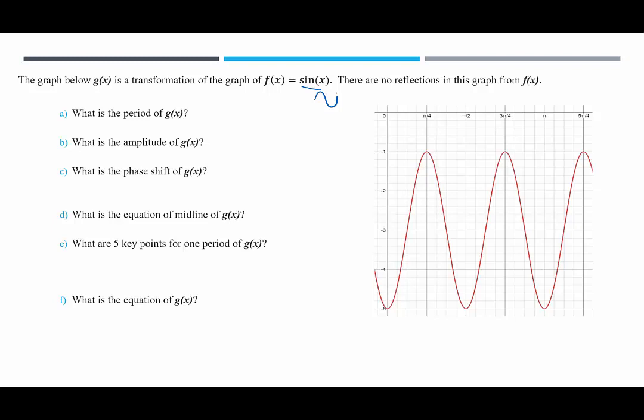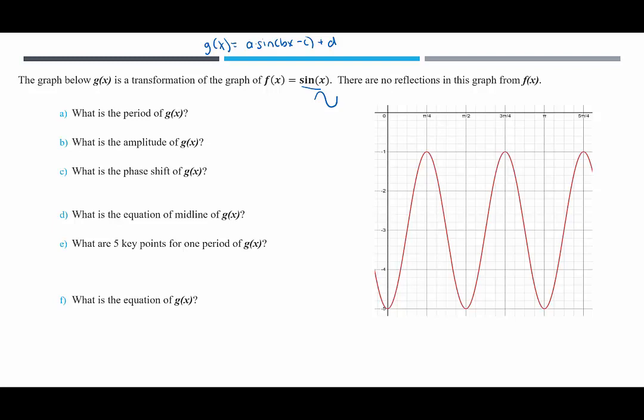What we want to do here is figure out the equation of g of x based on figuring out all the pieces of information we need that go into the transformations that we see here from that parent function sine of x. So our ultimate goal is going to be to figure out what the values of a, b, c, and d are, and then write the equation with those values plugged in.